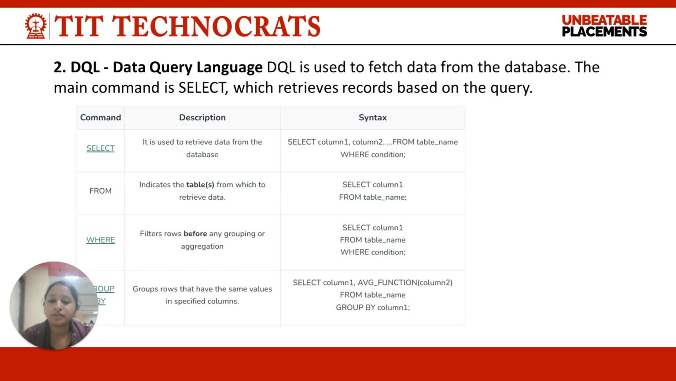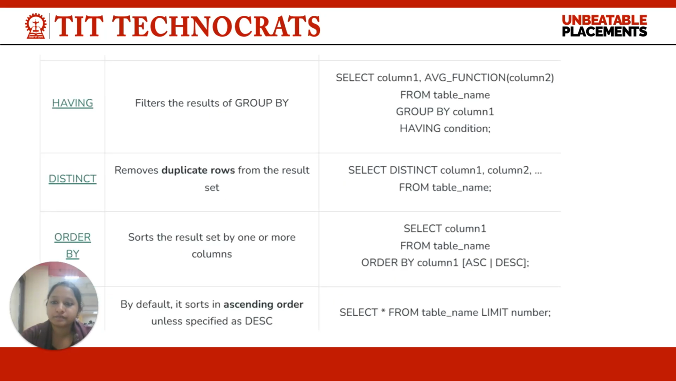And where, the where clause is used to filter rows based on specific conditions. Group by allows us to group rows that have the same values in certain columns, often used with aggregate functions like sum, average, max, minimum, and count. And next is having. While where filters rows before grouping, having filters the result after grouping.